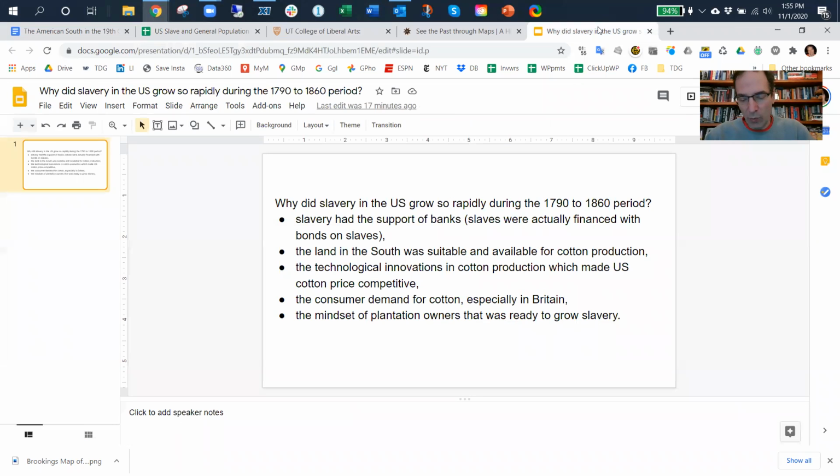Now, one of my questions was why or how did slavery grow so much over the first 70 years in our country's history? And the answer is not simple, but there are several reasons. So first, slavery had the support of the banks. Slaves were actually financed with bonds on slaves. Second, the land in the South was suitable and available for cotton production. Third, technological innovations in cotton production, the cotton gin, Eli Whitney, made the US cotton very price competitive. Fourth, there was consumer demand for cotton, especially in Britain. And finally, there was a mindset of plantation owners that was ready to grow slavery.